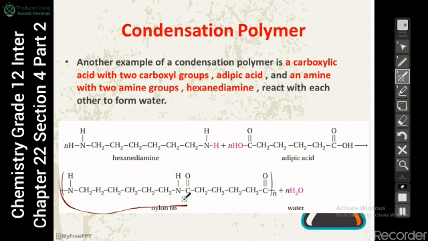Why 66? Because each monomer contains 6 carbon atoms. The hexanediamine: 1, 2, 3, 4, 5, 6. And here: 1, 2, 3, 4, 5, 6. We count the carbons in the carboxyl group. So the hexanediamine with adipic acid gives us nylon 66 and a water molecule.